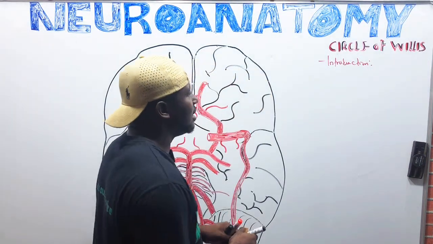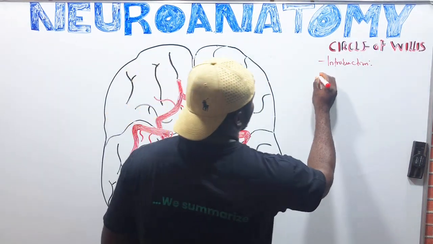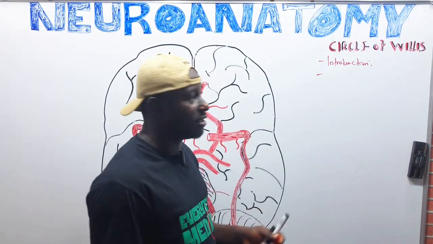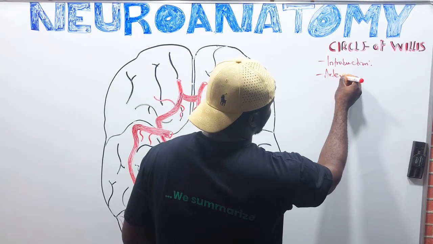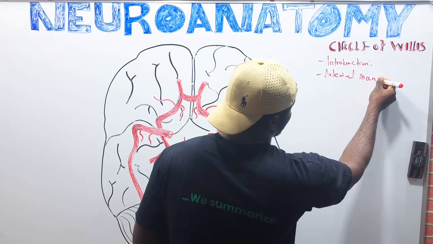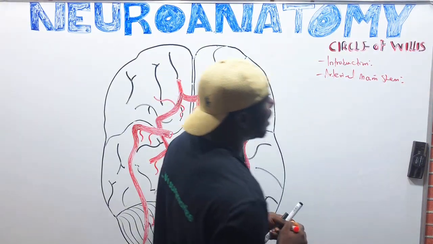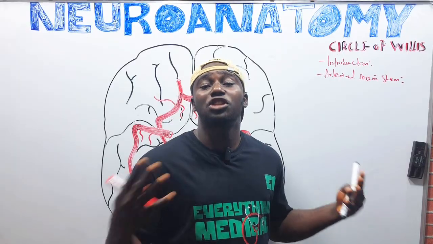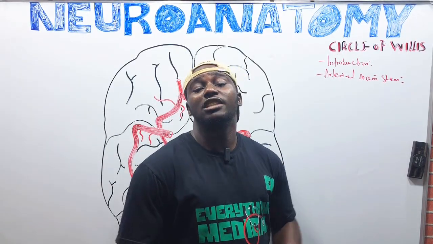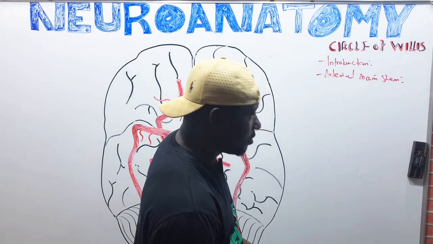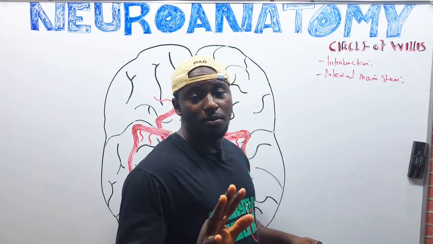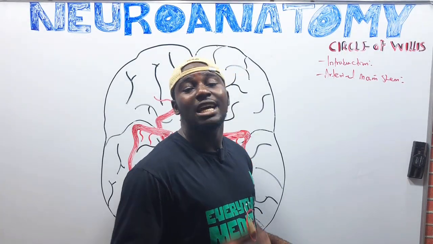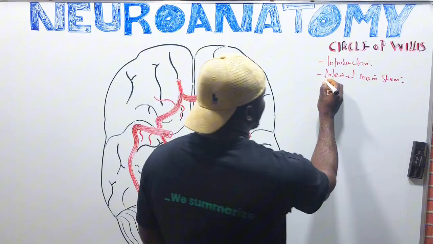Now, the next thing is the arterial main stem that participates in formation of the circulus arteriosus, or the Circle of Willis, right? What are those arterial main stems that participate in formation of the blood vessels that form the Circle of Willis? Number one is that there are 4 major arterial stems that form the Circle of Willis: 2 vertebral arteries and 2 internal carotid arteries.